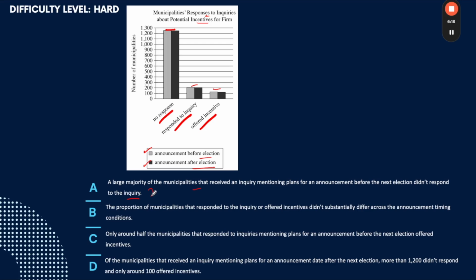So, what if there was a response after the election? What will that prove? It will prove that timing has something to do with whether municipalities would respond to the firms or not, right? It will still make a point for the relationship between the timing of the announcement and municipalities responding or offering incentives to the firms. So this makes it less effective in directly challenging the idea that the timing influenced responses or incentives. So for that reason, I'm going to eliminate this.